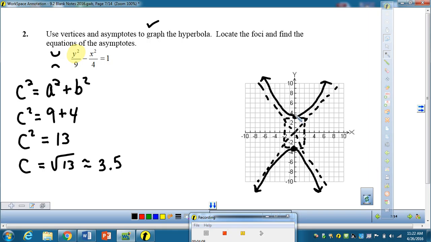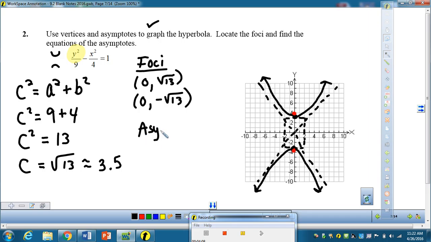So if we go up 3.5, these are going to be really close. Like it's going to be something like here and there. The foci are very close to the vertices, but they are just barely on the other side. So we see that the foci are y-intercepts this time. So when we list out their coordinates, we've got 0, comma, square root 13, and 0, comma, negative square root 13.